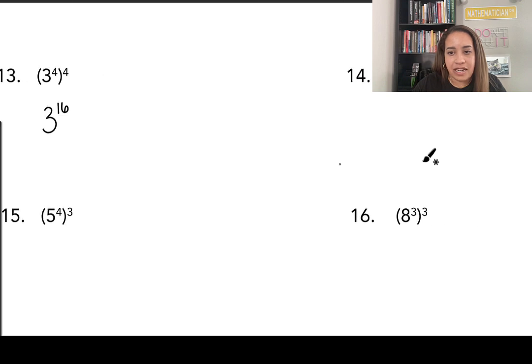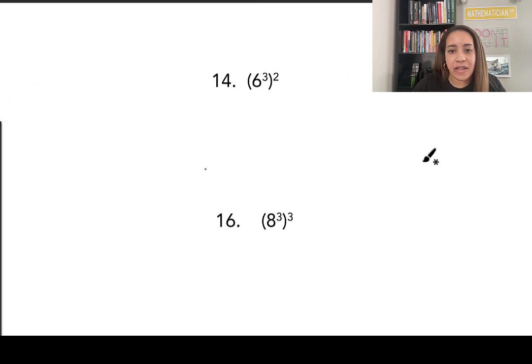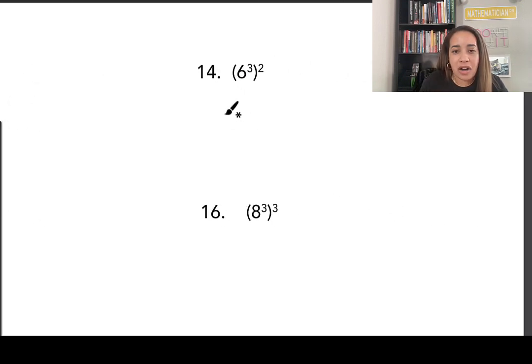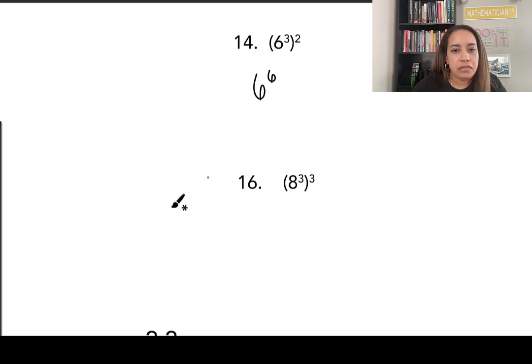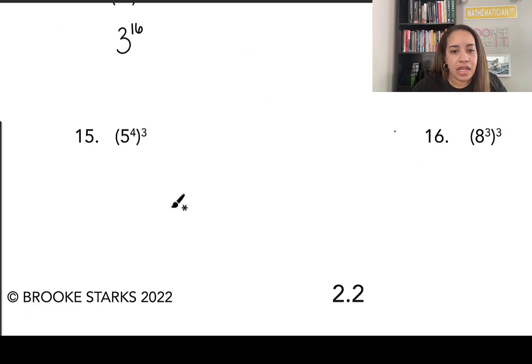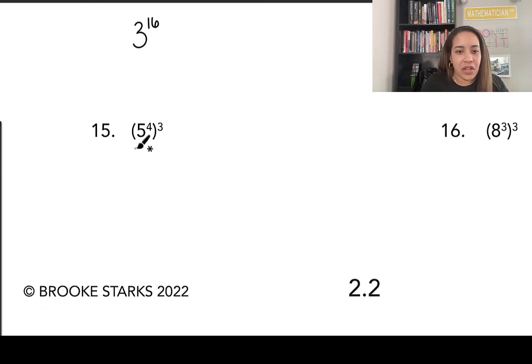Here's number 14. Again, I see parentheses, so this is the power of a power property, and we keep the base the same, and again we multiply 3 times 2 to get 6. Here's number 15. We see parentheses, so we keep the base the same, and we multiply. 4 times 3 is 12.